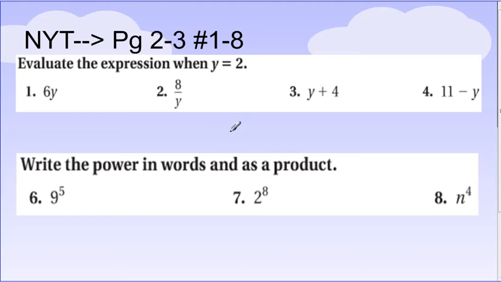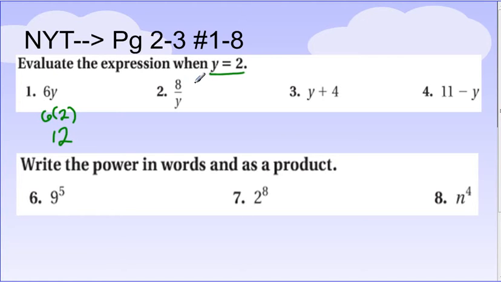Okay, so let's see here. It wants us to evaluate these expressions when y is 2. So this one is a multiplication. Again, a letter and a number together like this means multiply. So that says 6 times 2. I'm doing it with parentheses. And 6 times 2 is 12.